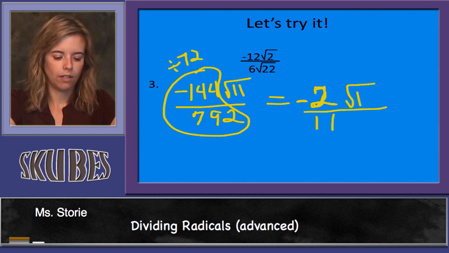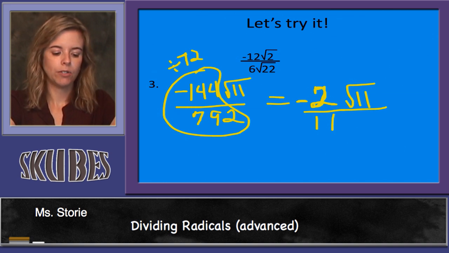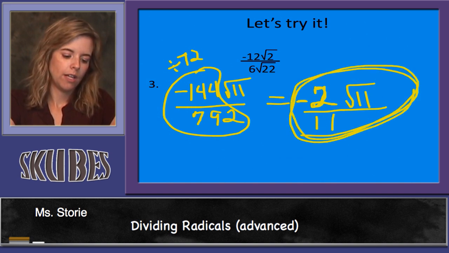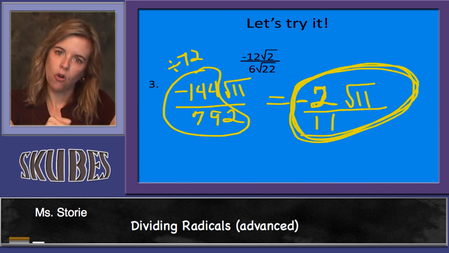And we have a radical 11. We can't reduce 2 and 11 any further. Radical 11 can't be simplified any further, so this would be your final answer. Negative 2 radical 11 over 11.